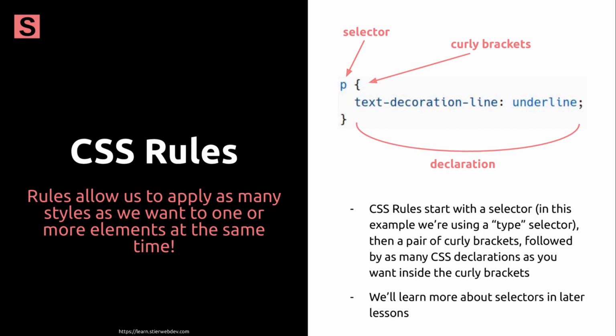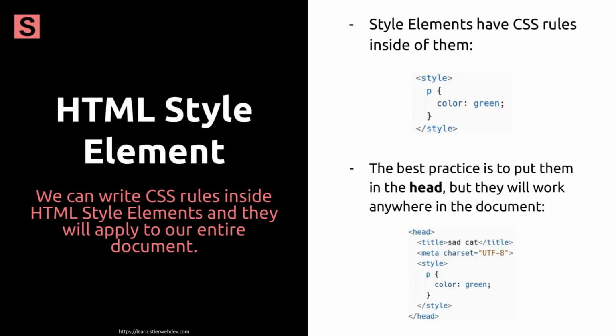So what exactly does this rule do? It tells the browser to first find all of the paragraph elements on the page, then apply all of the CSS declarations from inside the curly brackets to those paragraph elements. So now we know we can use a CSS rule to style both of our paragraph elements. But where do we write the rule? One of two places. The first place we can write our CSS rules is inside of an HTML style element. The browser will automatically apply any CSS rules from inside of a style element to the entire web page.